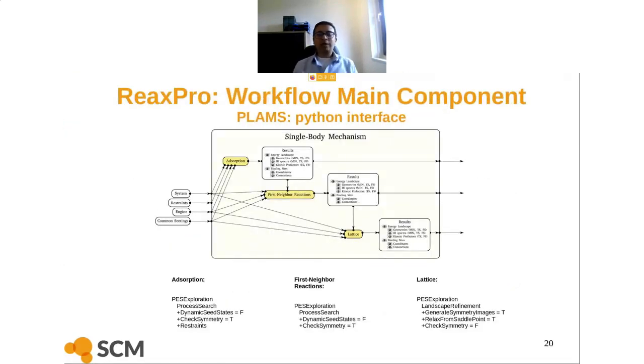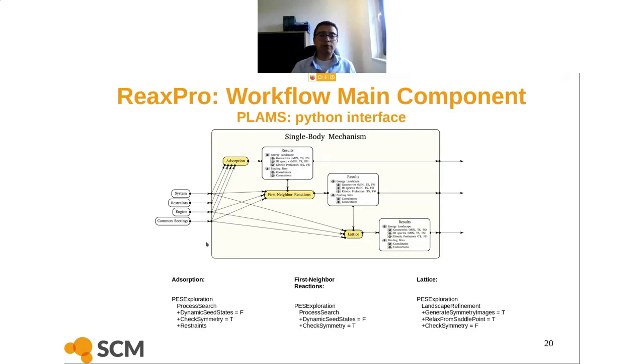So additionally to these options, we also have a Python interface using Plums. Plums is a Python library, open source. It's available in GitHub. And thanks to this option, we can create complex workflows.